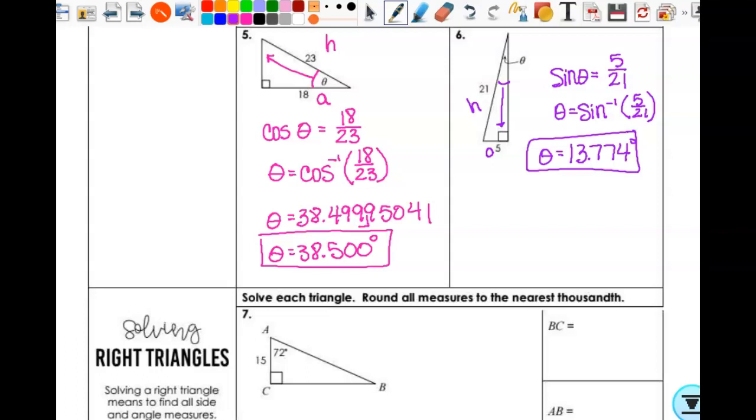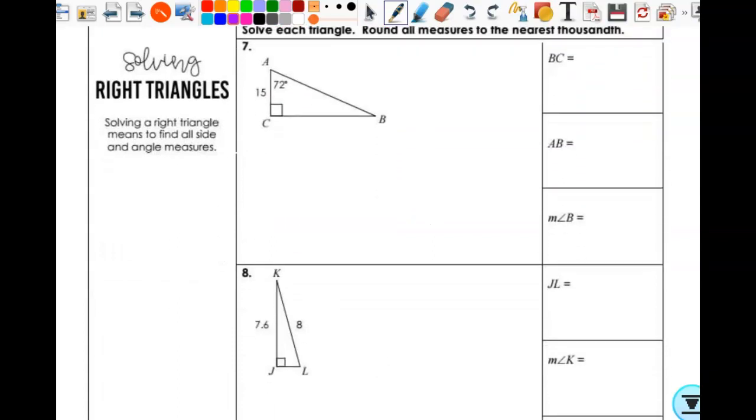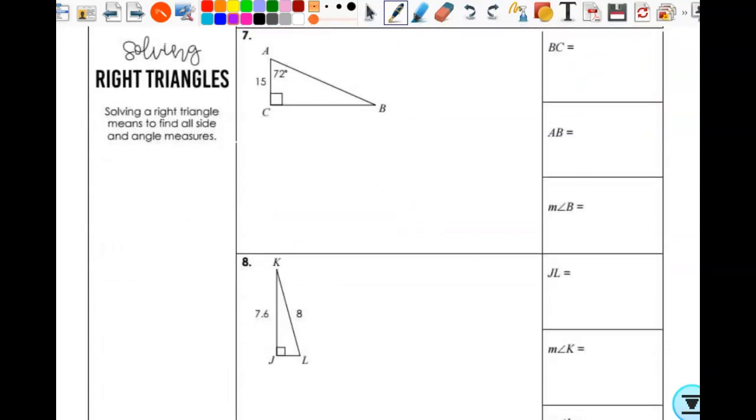So let's look at number 7. I have two sides I have to find and one angle. Which one of those three things could I do even without a calculator if I had to? Easily. The angle, okay? How could I find angle B pretty easily? What you got, Max?